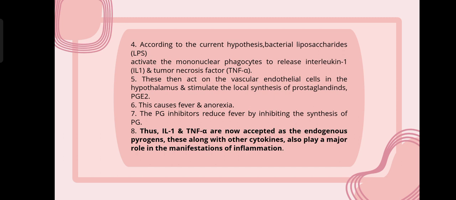It will inhibit the synthesis of prostaglandin, and thereby it will reduce the fever, that is, it will reduce the rise in the body temperature. Thus, although interleukin 1 and tumor necrosis factor alpha are both produced by our body in response to the foreign lipopolysaccharide present in the bacteria, these two factors will act as a pyrogen. Pyrogen means a fever causing agent.